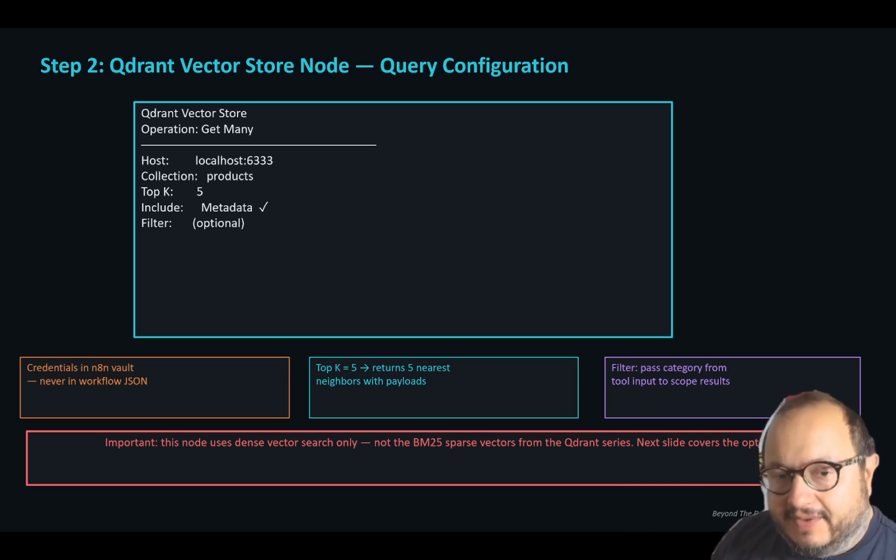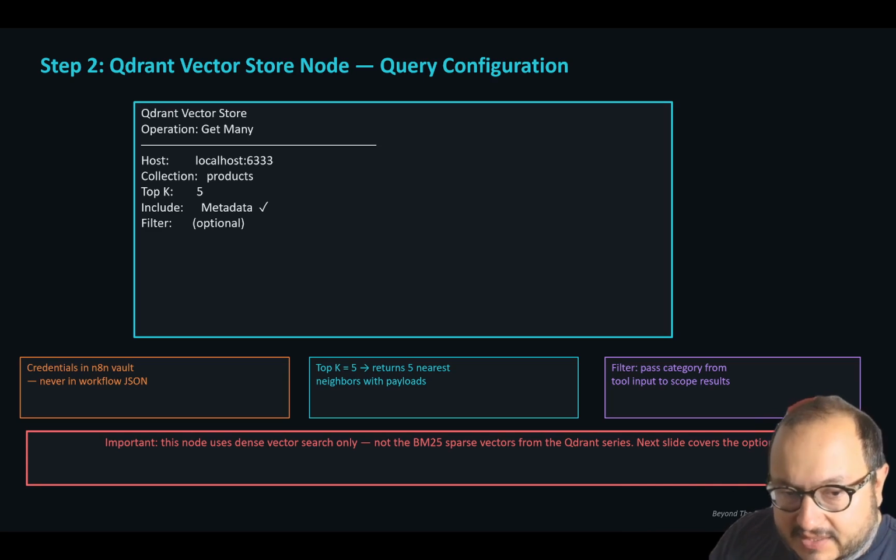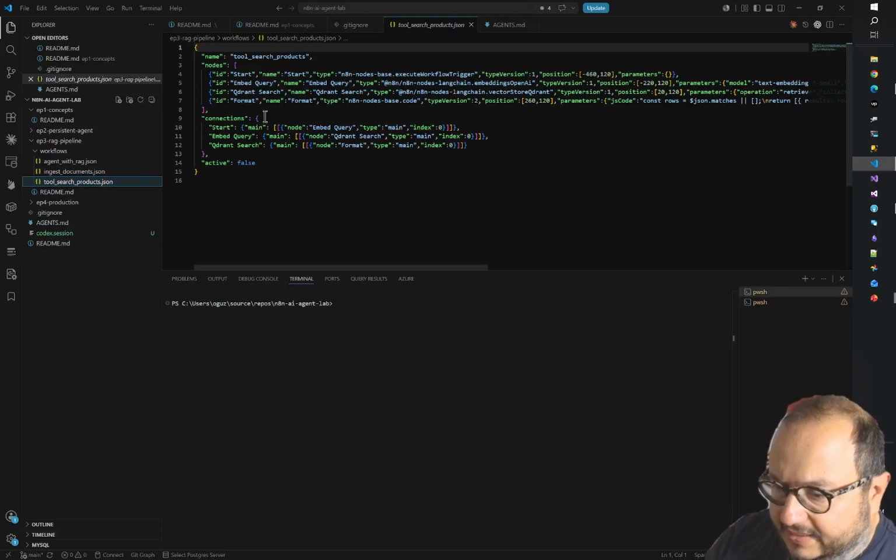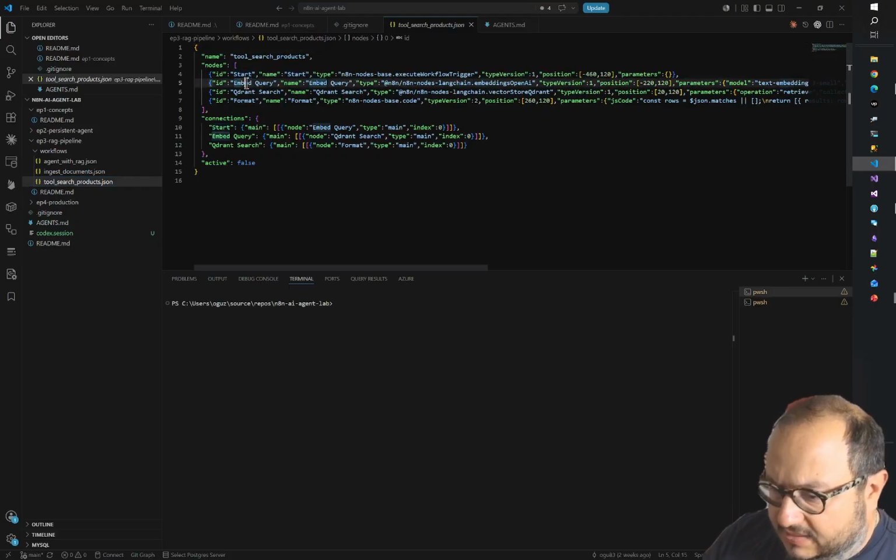Top K 5 is usually right for an agent tool. You want enough results to synthesize a good answer, but not so many that you are paying for tokens on irrelevant context. 5 is the default I use. So if you go back, look, there are nodes: start, embed query, Qdrant search, and the format. Everything is defined in this JSON, and the top K filter will act on it.